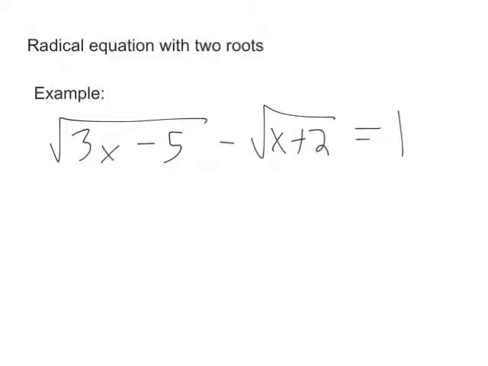Okay, in this video we're going to take a look at an example of a radical equation that has two roots. We're going to solve this equation for the variable x, okay? First step is to isolate one of the two roots.